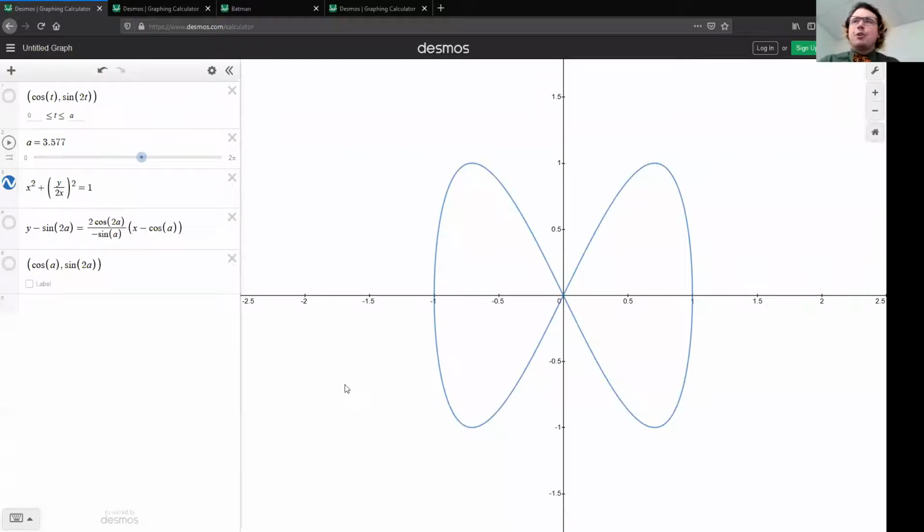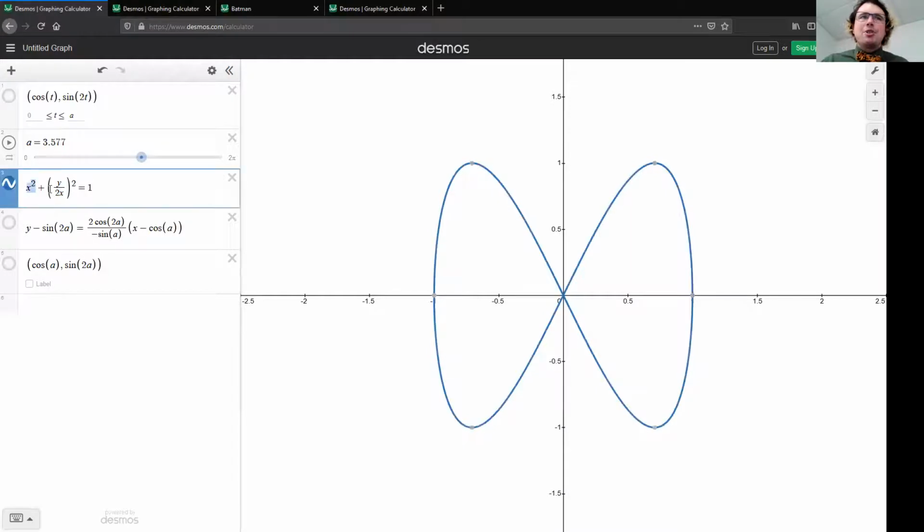And here is another curve that fails the vertical line test. The equation for this blue curve is that these are all of the points where x squared plus the quantity y divided by 2x, all squared, is equal to 1. Now, why should this bow tie shape be all of the points that satisfy this equation?